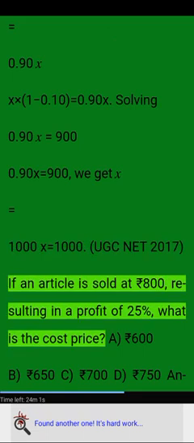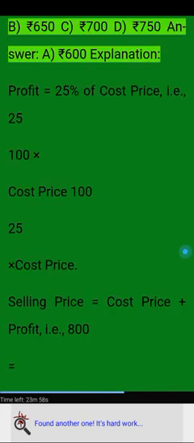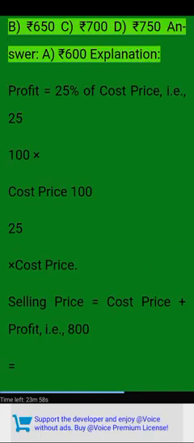If an article is sold at 800 rupees, resulting in a profit of 25%, what is the cost price? A. 600 rupees. B. 650 rupees. C. 700 rupees. D. 750 rupees. Answer: A. 600 rupees. Explanation.